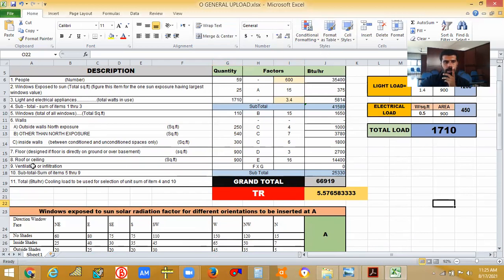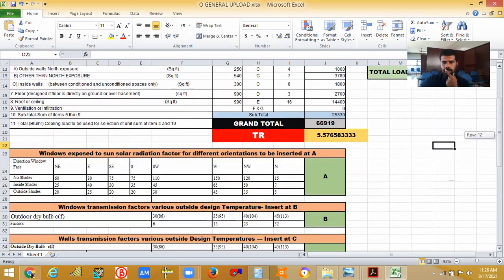Now my 8th one is over. Now I am going to deal with the 9th one, ventilation or infiltration. So for ventilation or infiltration, I have to multiply F into G. So I am going to see what is this F and what is this G. What is this F?